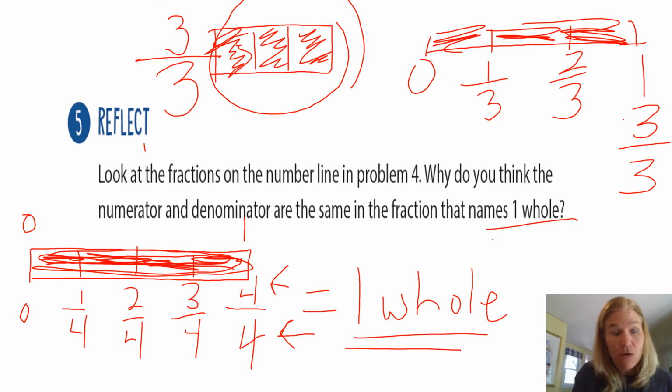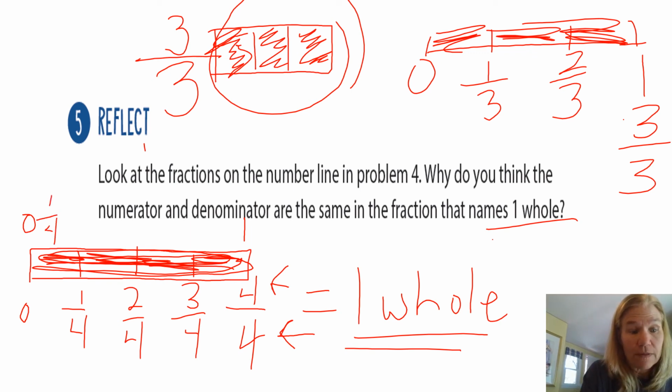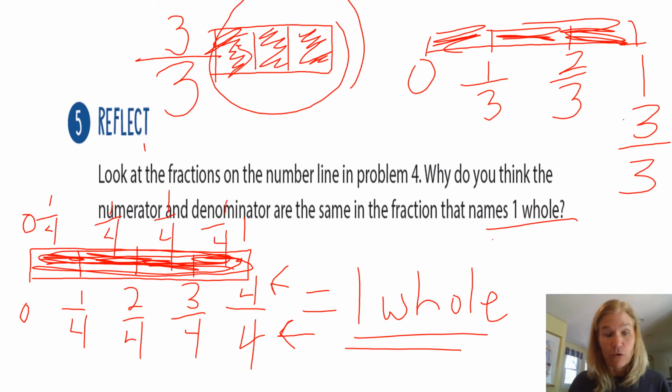This would have been 1/4. This would have been 1/4. This would have been 1/4. And this piece would have been 1/4. They were all exactly the same amount.